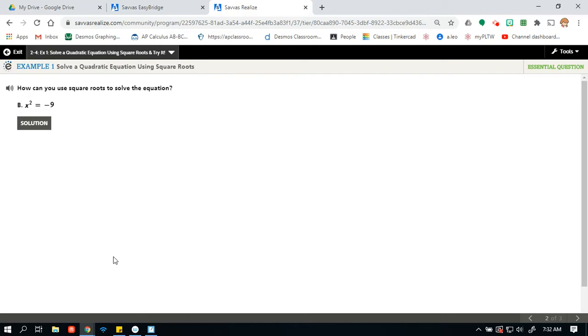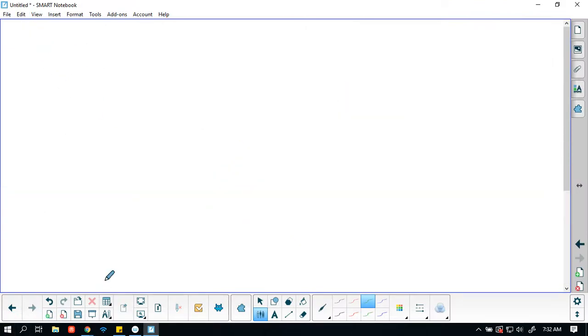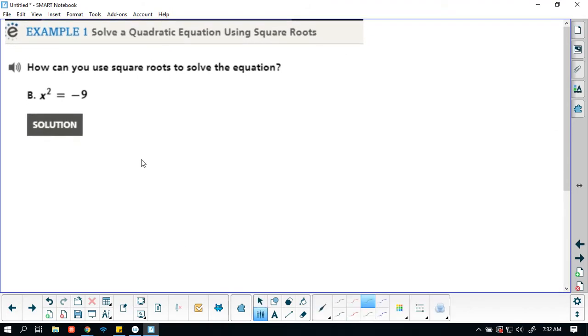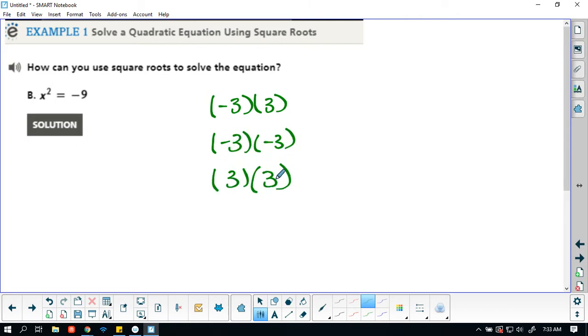This one is basically the same. We can solve it the same ways. Oh, except this one has a negative in front of this 9. So looking at this, is there any situation where we would be able to get a square to be a negative? You cannot do a negative 3 times a positive 3, because again, we're squaring this. So it'd have to be negative 3 times negative 3 or positive 3 times positive 3.